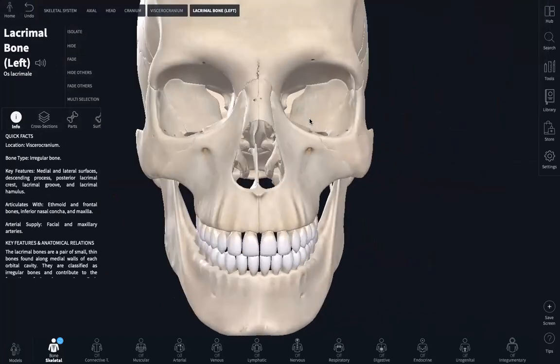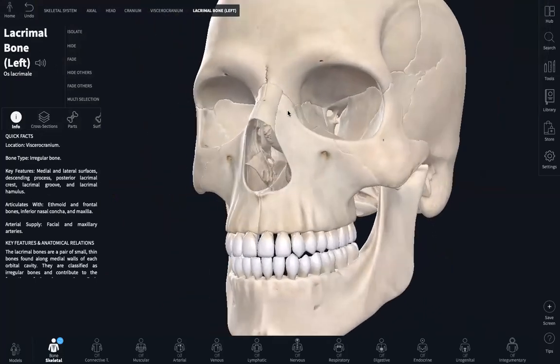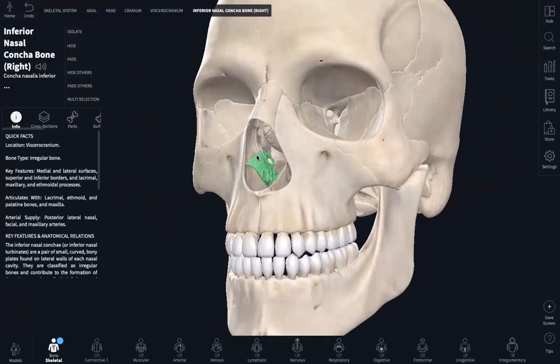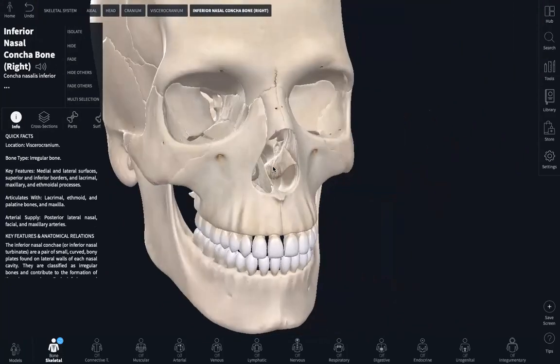Then coming to the inferior nasal concha, here it is. Can you see this inferior nasal concha? Yes, sir. Okay, and on the other side also I can show it. This one here is on the other side.